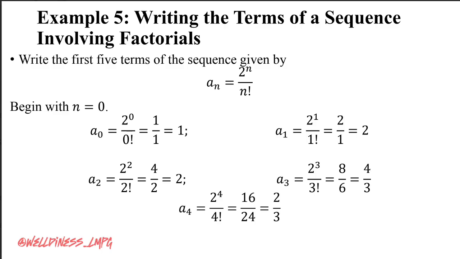So for the next segment, we have writing in terms of a sequence involving factorials. And you can see an example here where we are told to write the first 5 terms of the sequence given by a_n equals 2 raised to n divided by n factorial. So let's solve it on the whiteboard.